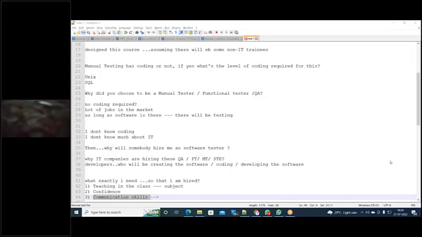Selenium is an automation testing tool. You need to have a very good knowledge of Java. Very good knowledge of coding is required. Again, manual testing plus Selenium testing is very good in the market.